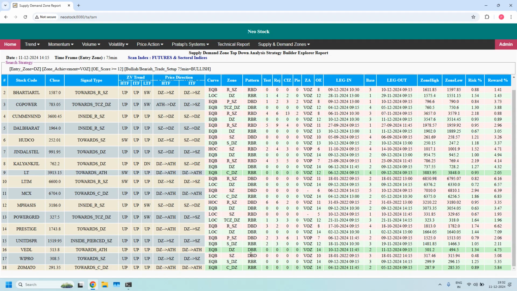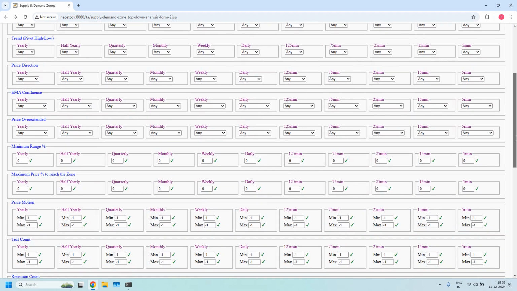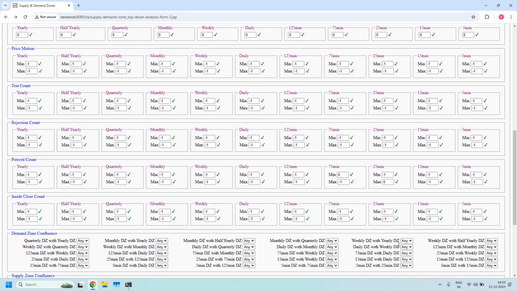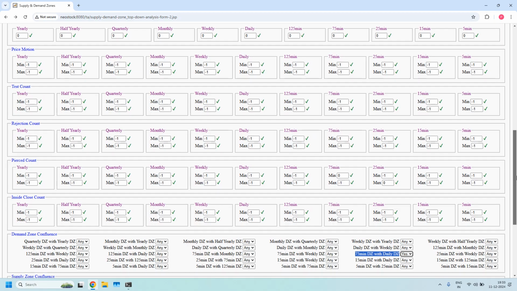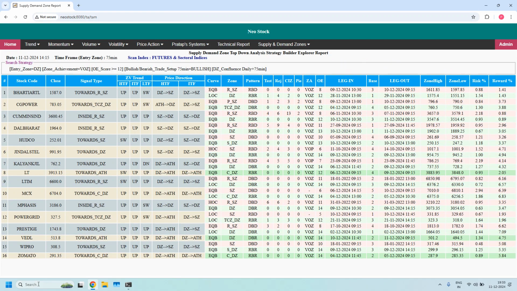Out of these 18 75 minutes demand zones, there could be some high probability trade setup zones available. We have to filter them. The first filter is based on LTF and ITF demand zone confluence, that is 75 minutes and daily demand zone confluence. So I am enabling that filter. With this filter, out of 18 we got 16 stocks. In all these 16 stocks, the 75 minutes entry time frame demand zones are part of the daily demand zone.